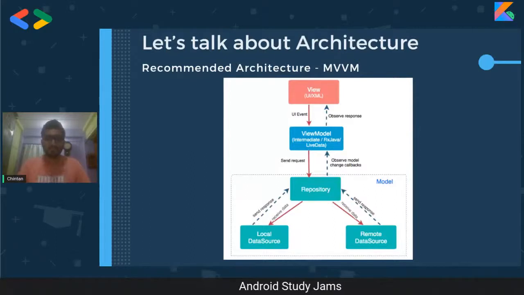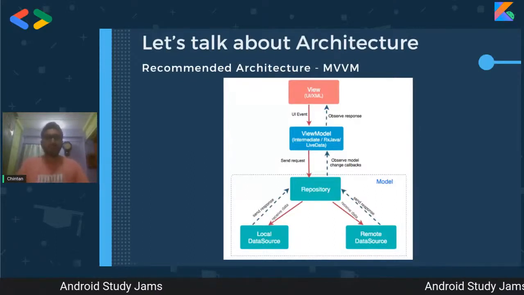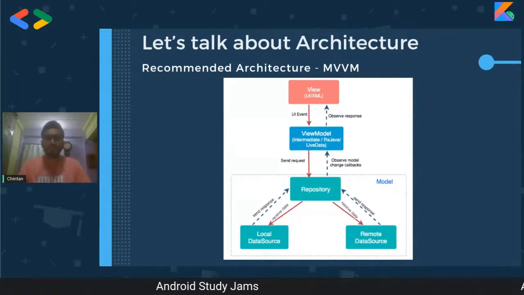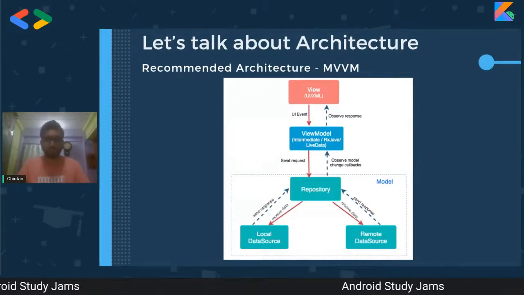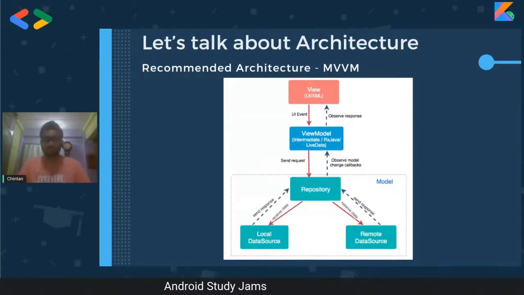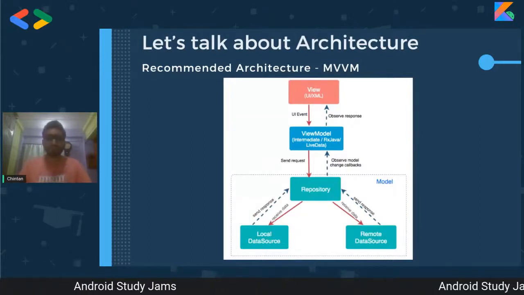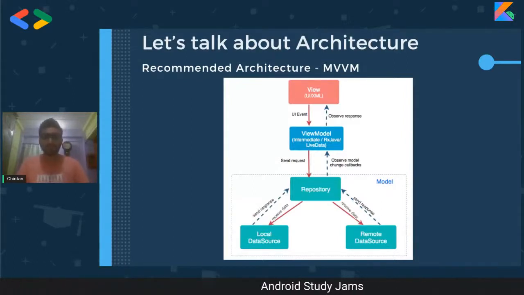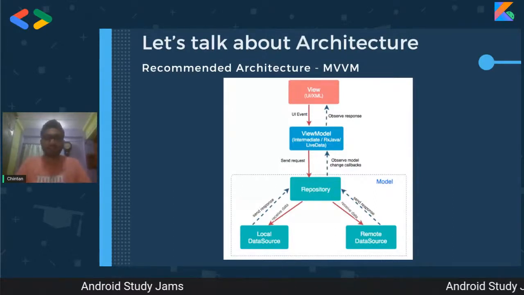So in Android, when you are starting with Kotlin or even with Java, the basic recommended architecture is MVVM. You can refer to the Android official documentation, visit different Medium blogs and watch YouTube videos. You will be able to learn about MVVM in depth. But let's break down what MVVM exactly means.